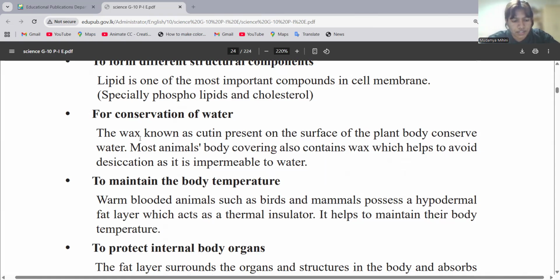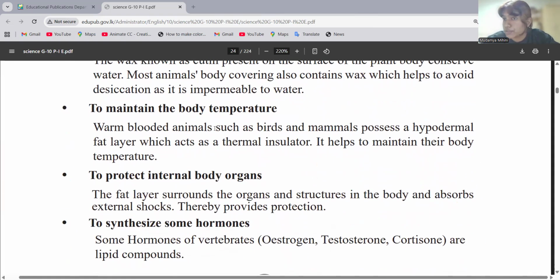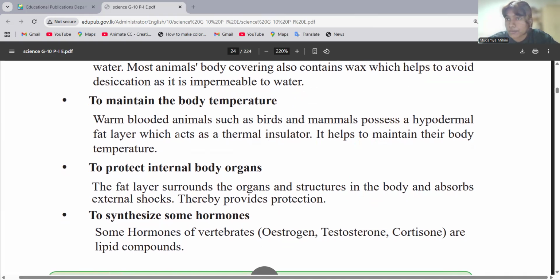And then next we have to regulate, maintain body temperature. I feel like we learned this in ninth grade. So the warm-blooded animals, you remember the warm-blooded, right? We learned it in ninth grade. It's like birds, and we are warm-blooded.